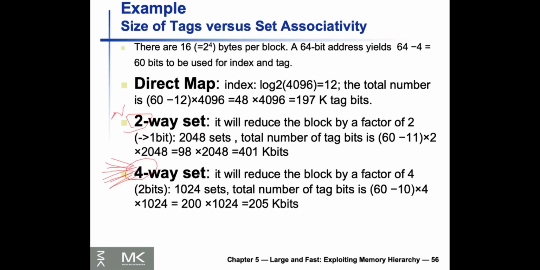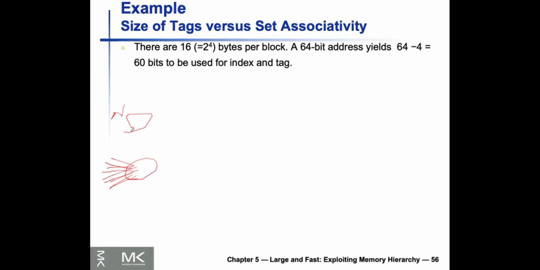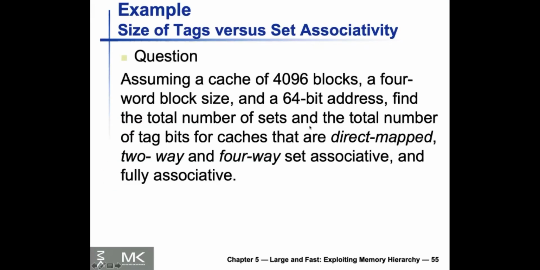But in this case, how did I know it's 2048 and the next one is 1024? Like this 2-way and 4-way. Yeah, so this was asked by the question. You were asked just to find the total number of tag bits for caches that are direct map, 2-way, 4-way set associative, and full. I mean, how do I get the number of sets?